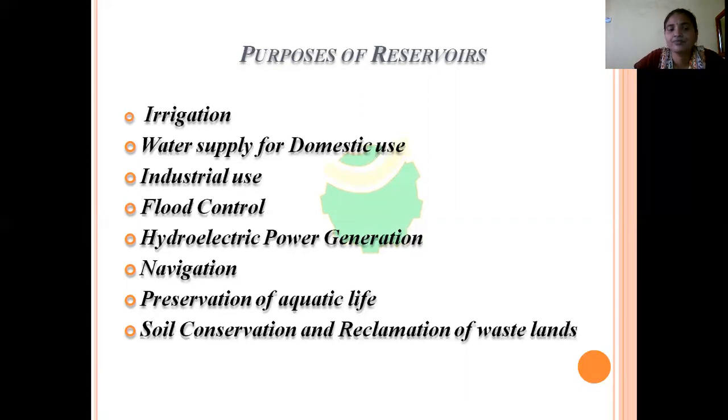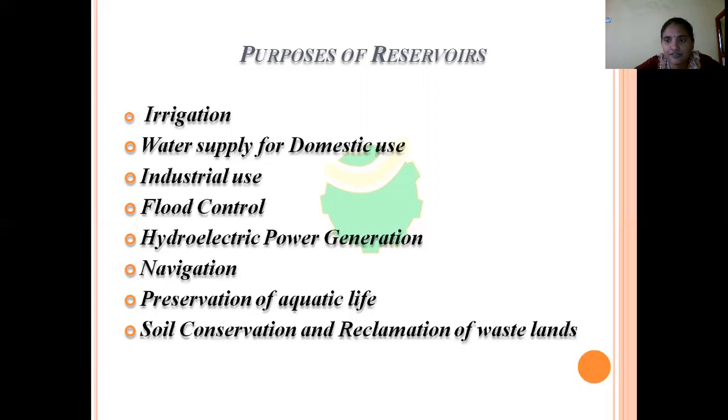Hydroelectric power generation. Next, when we construct the dam, it is used for generating hydropower. So major hydropower stations are at dam areas, like Srisailam hydropower station, Nagarjuna Sagar hydropower station. Next, navigation. When the reservoirs are formed, navigation is automatically gained through ships and boats, and it decreases the distance between two cities.